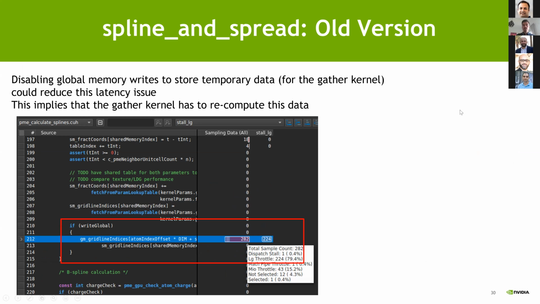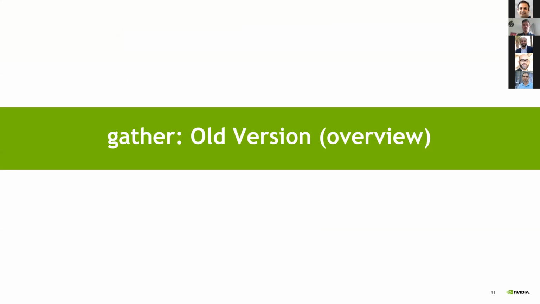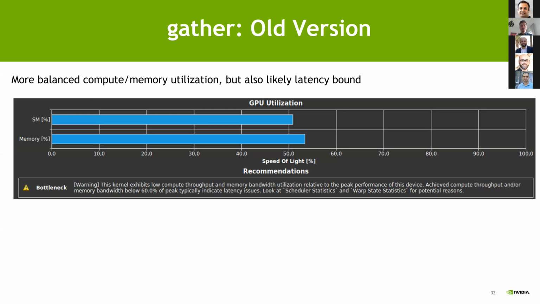But it also implies that it's written to global memory for some reason, right? To be picked up by another kernel. And this implies that this other kernel, which is the scatter kernel that I mentioned in the beginning, then has to recompute this data. So it's not completely free to avoid this, right? Okay, quickly going over the old version of the gather kernel in less detail.